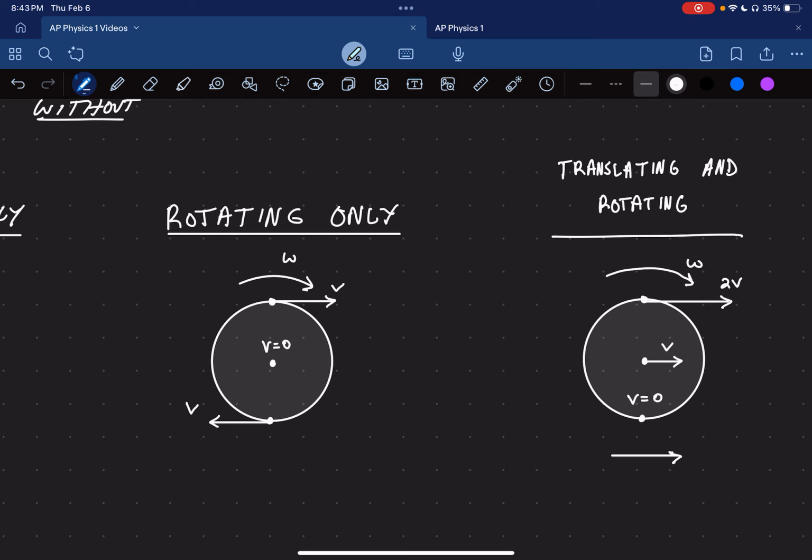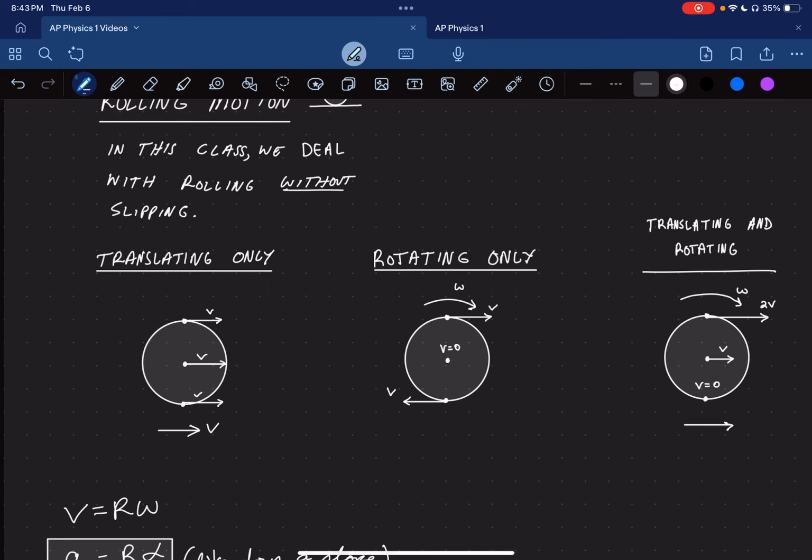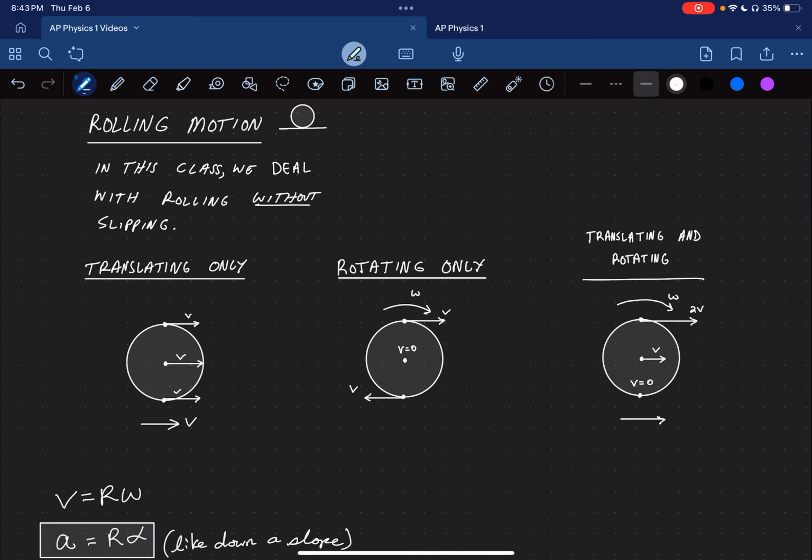I'll show you one way of looking at this. If it's translating and rotating, what you can do is add up the velocities at these points together. This would be in the positive direction, we could say it's positive. This would be negative, and so v minus v would be 0. We would add v plus 0 here, which is just v, and v plus v is 2v.